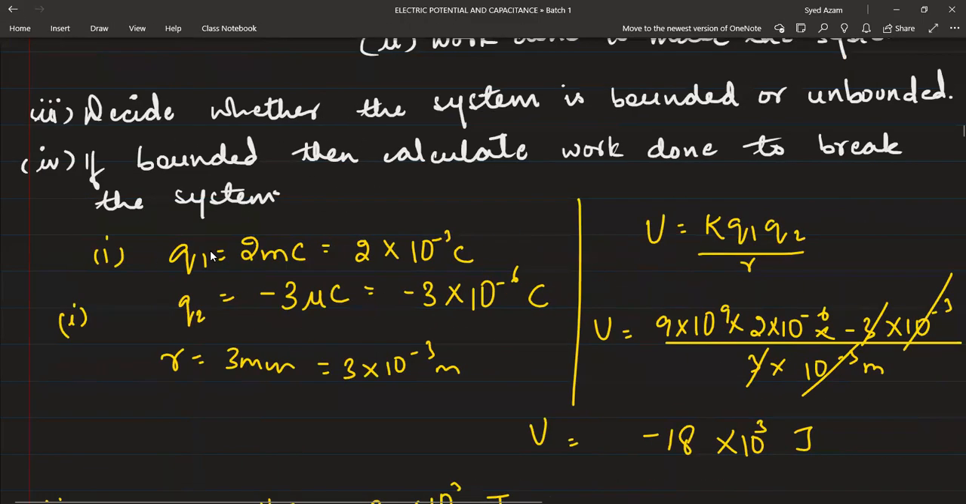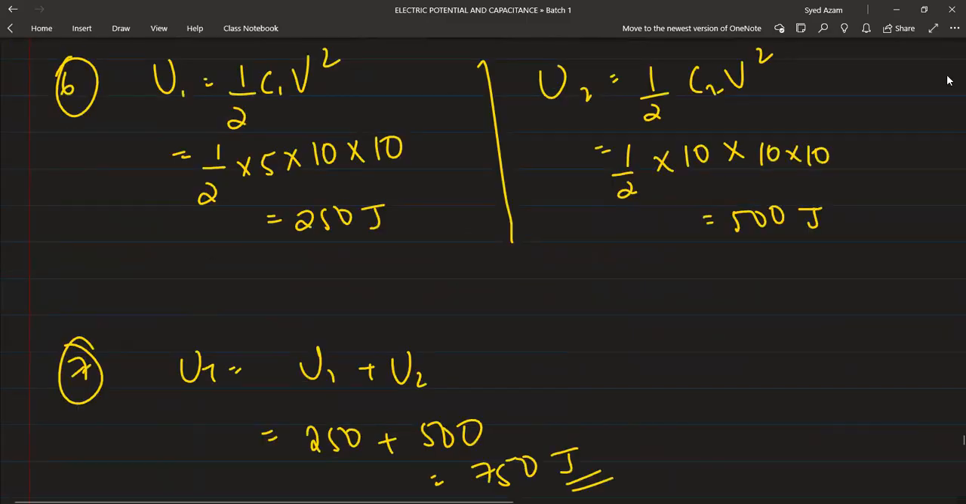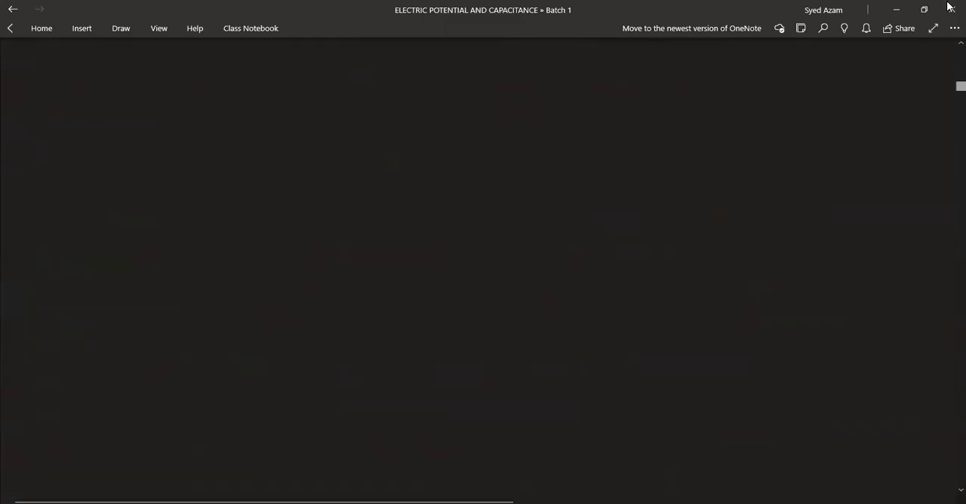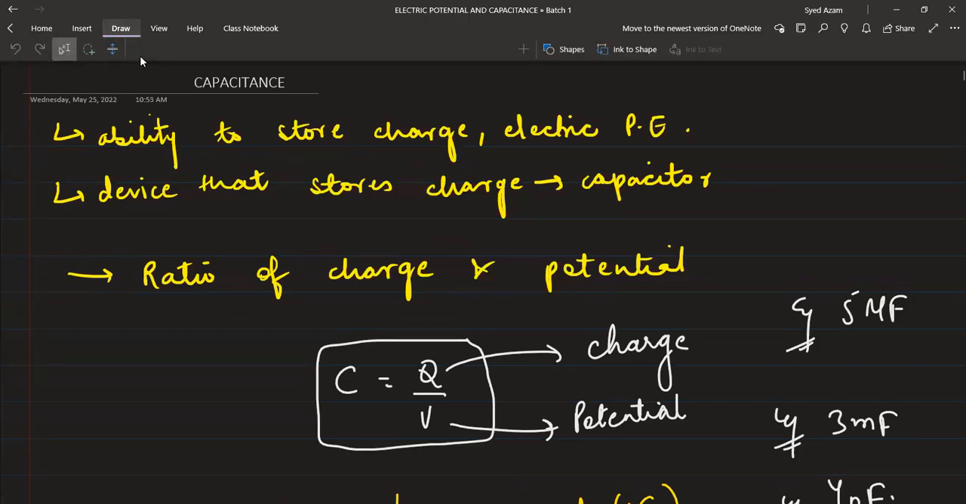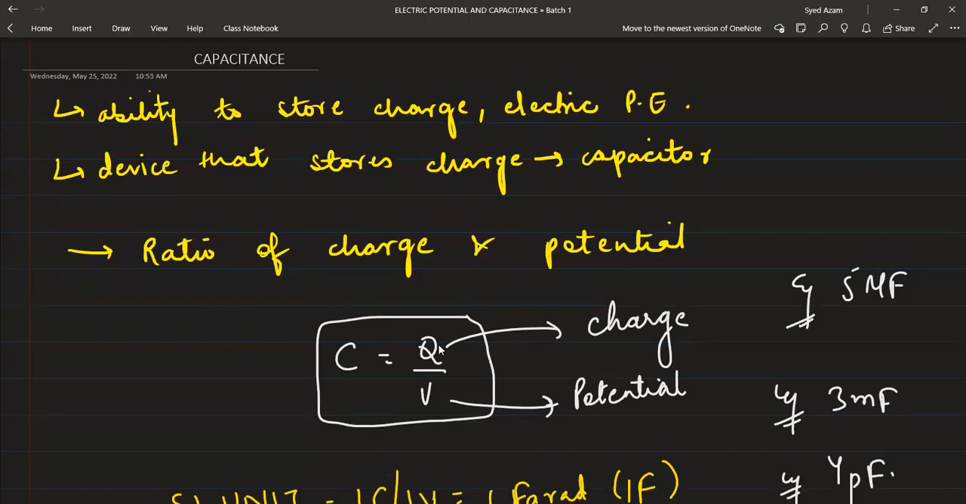Coming to capacitance. Okay, see, so basically what is a capacitor? Capacitor is a device that stores the charge. The ability to store the charge is called capacitance, and the device that does this work is called a capacitor. So basically, it's the ratio of charge by potential. You write this as Q by V, charge divided by potential.